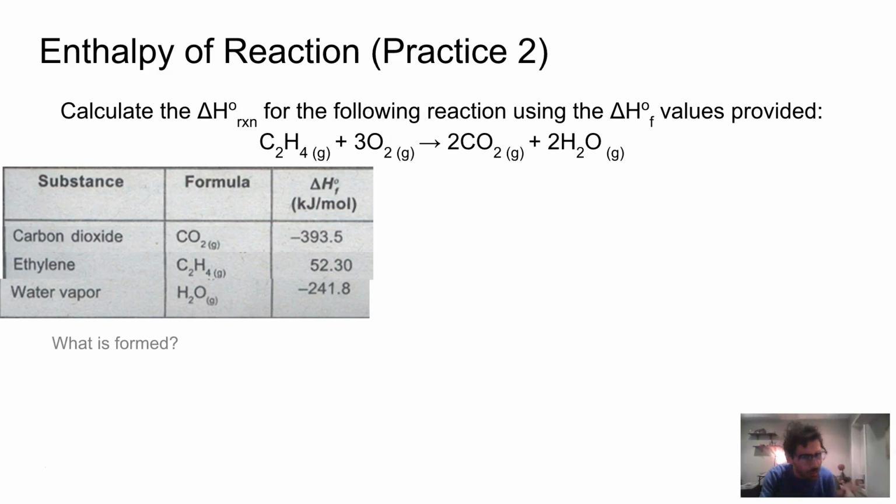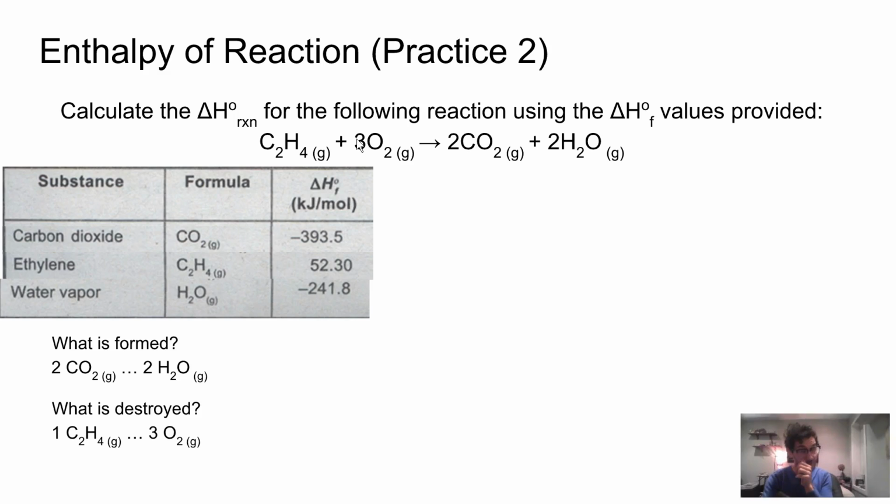First, I'm going to say, all right, what was formed? Well, we're going to make 2 moles of CO2. We're also going to make 2 moles of water. So we need to account for these coefficients that are in our balanced chemical equation. And then we need to say what was destroyed. Well, we're going to destroy 1 mole of ethylene, and we're going to destroy 3 moles of oxygen. So I'm going to need to take this into account when I'm calculating the delta H of the reaction.